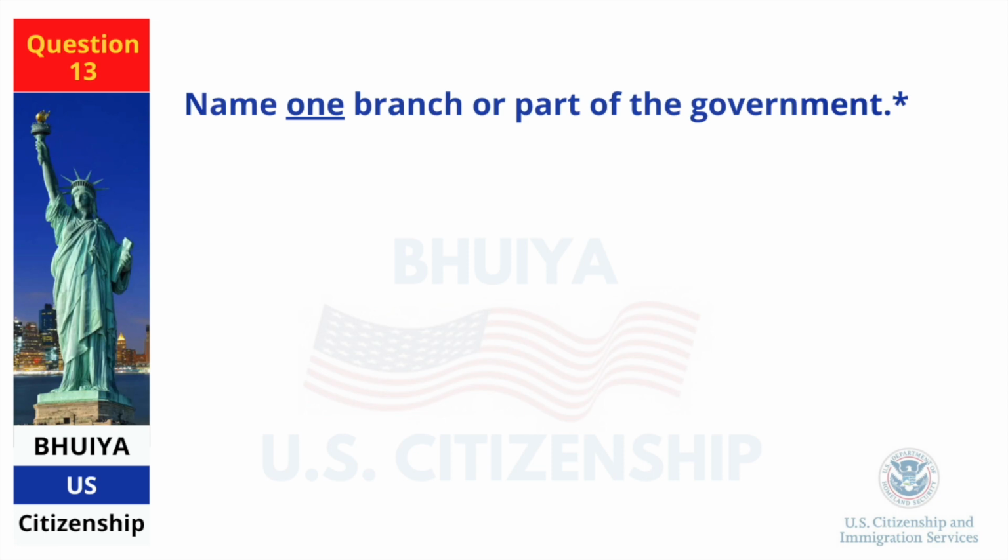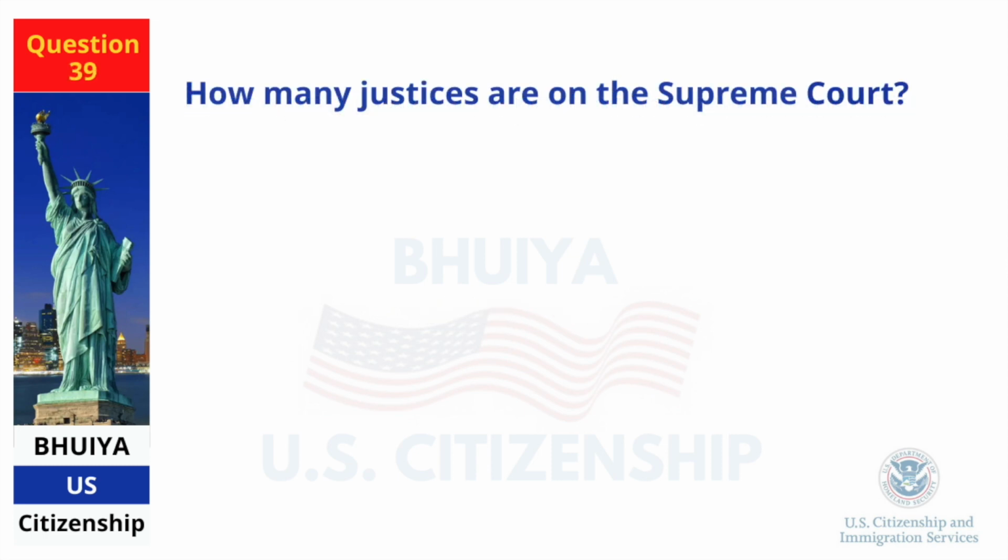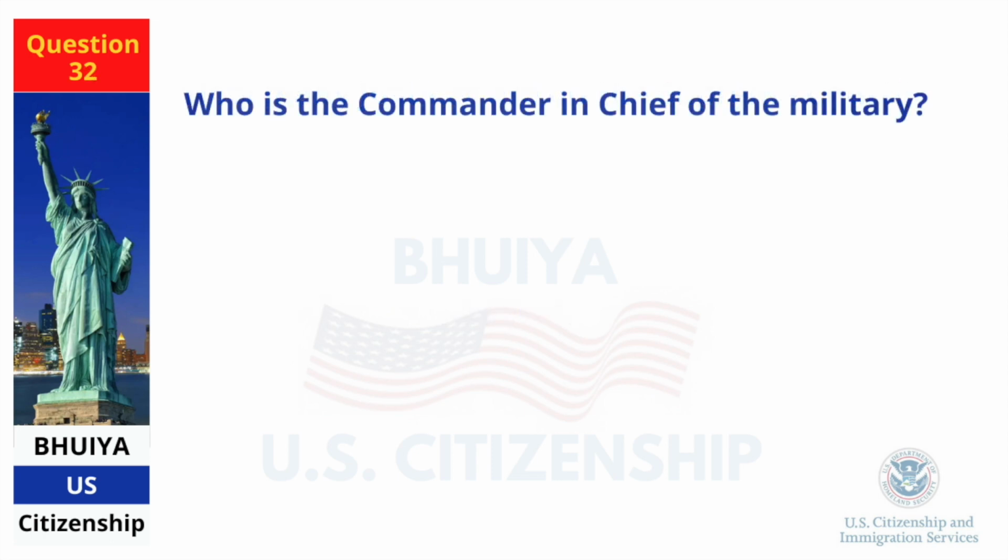Name one branch or part of the government. Congress. How many justices are on the Supreme Court? 9. Who is the commander-in-chief of the military? The president.